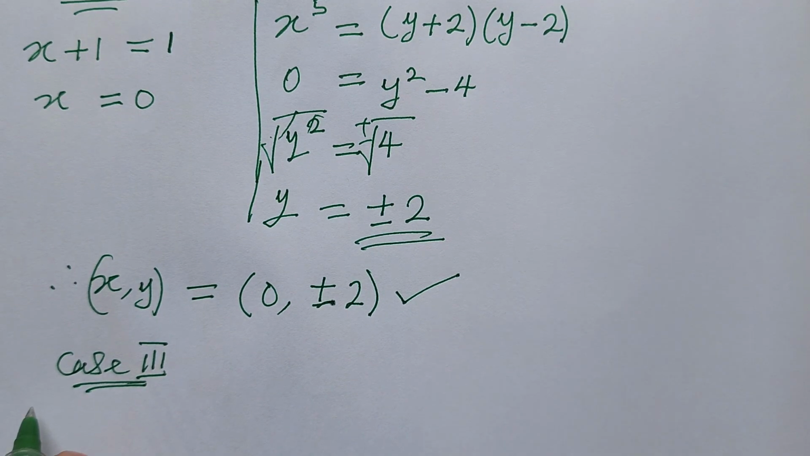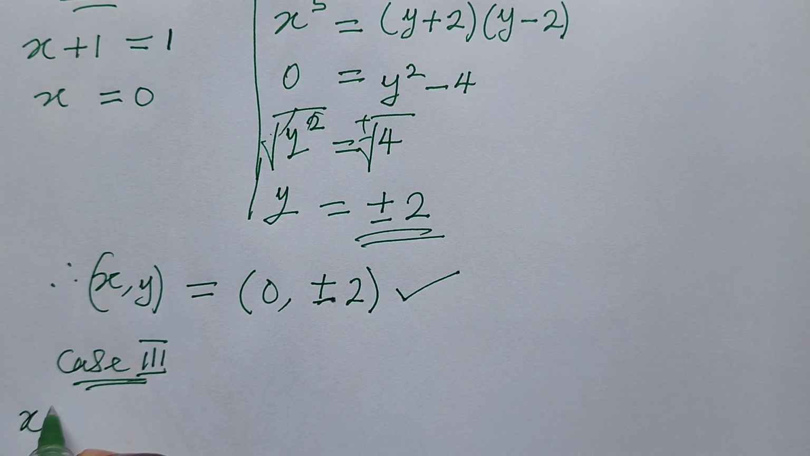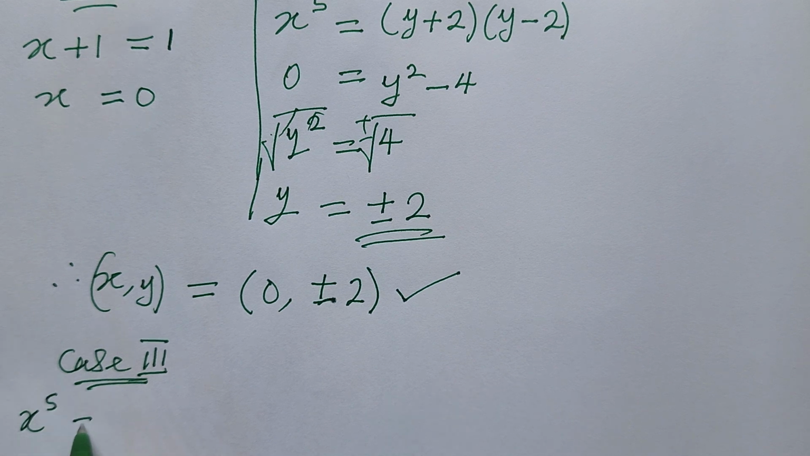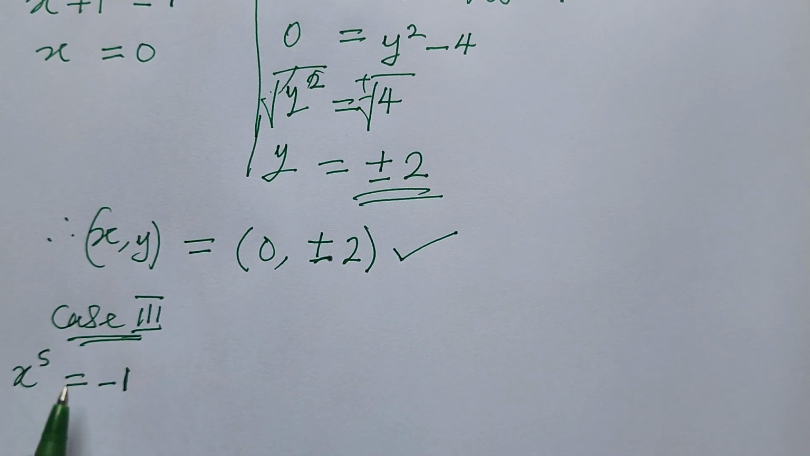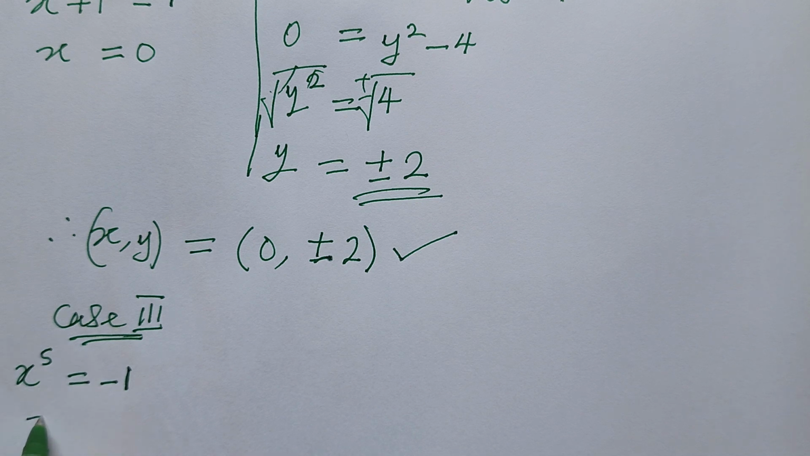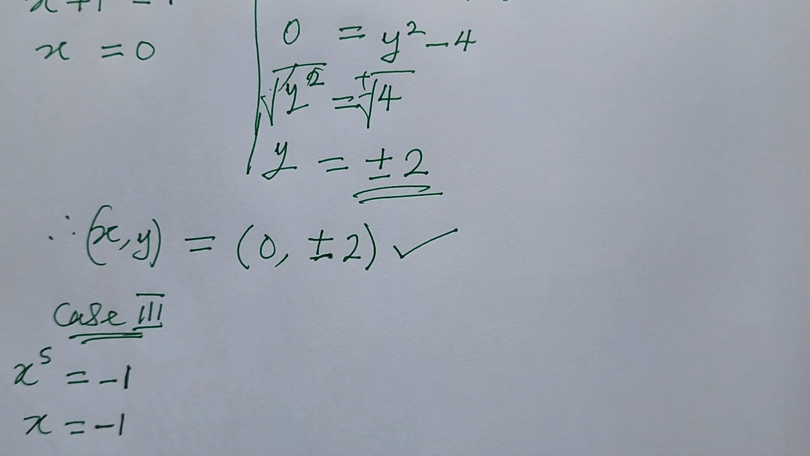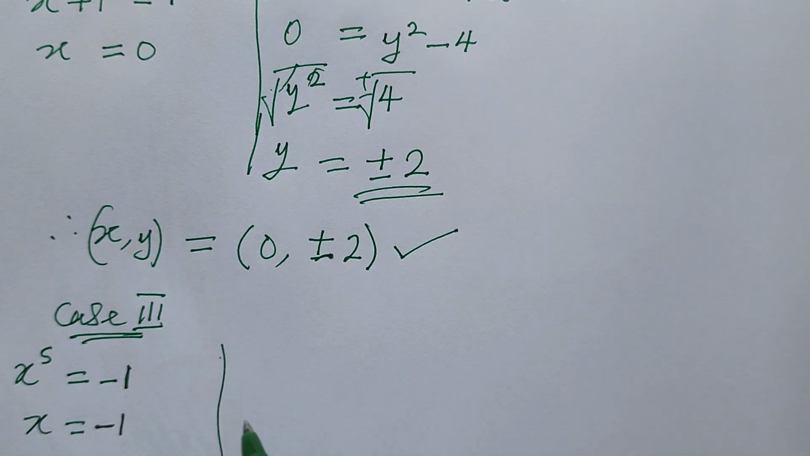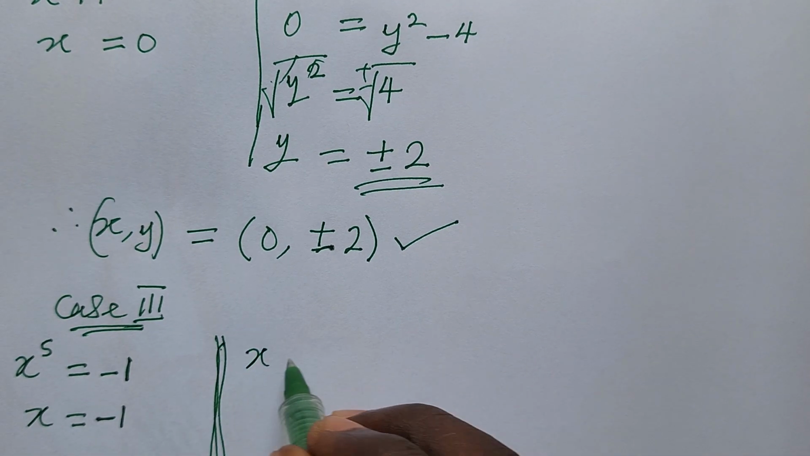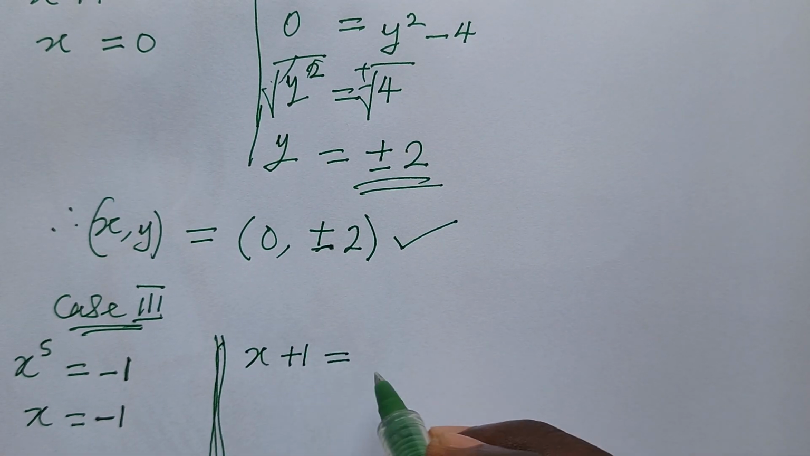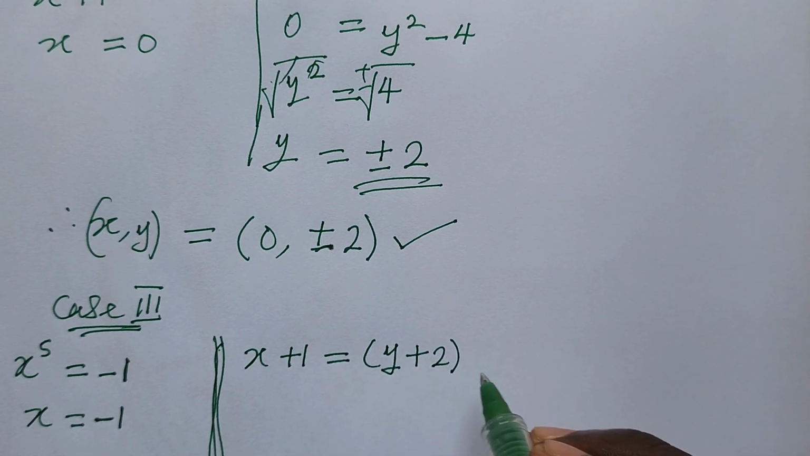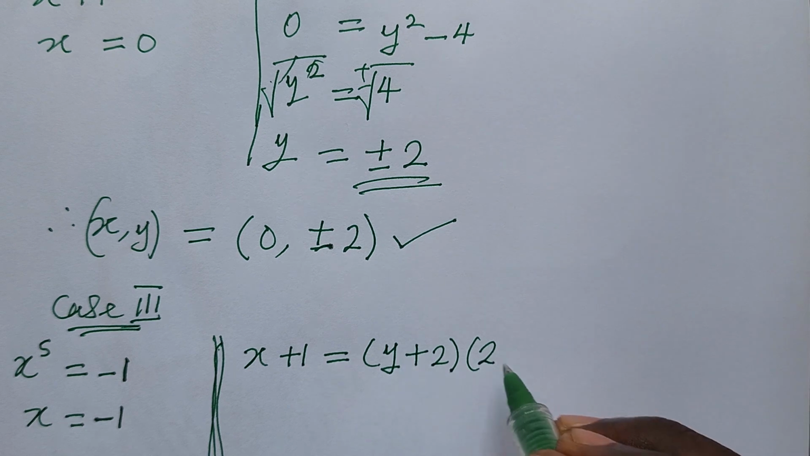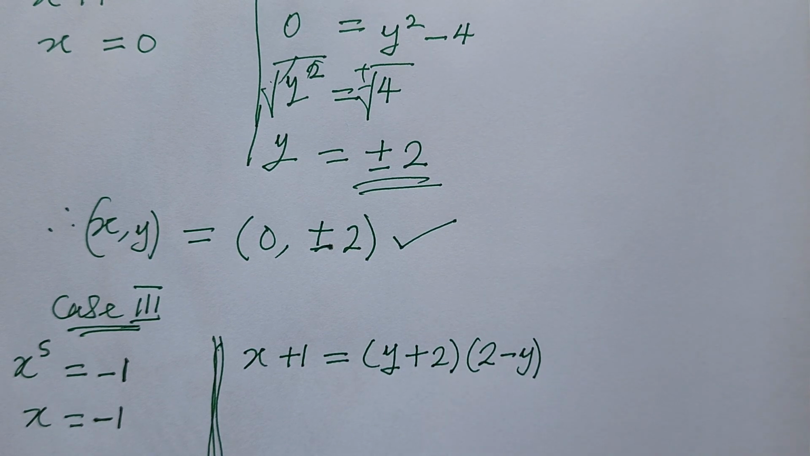In our case 3, we're going to have x to the power of 5 now be equal to minus 1. So if this is minus 1, we take the fifth root, so x is automatically going to give us minus 1. Then on this other side, we're going to have x plus 1 now be equal to (y plus 2)(2 minus y).